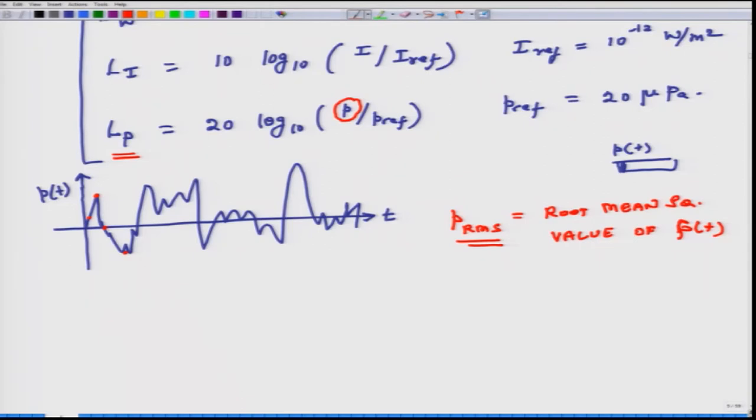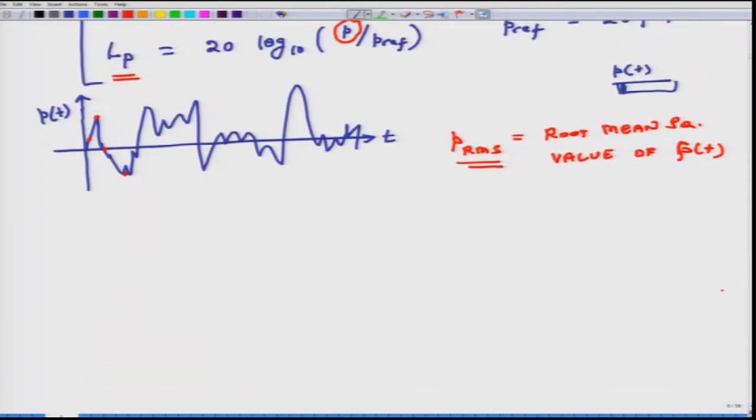Now, the question will be, how do you calculate this RMS value? Some of you may already know it, I am sure that you have learned this, but for purposes of completeness, we will explain this. So, how do you find this RMS value? First thing is, you mark a lot of points on the signal at equal intervals of time, so that it accurately captures the signal. You should take a sufficient number of points.